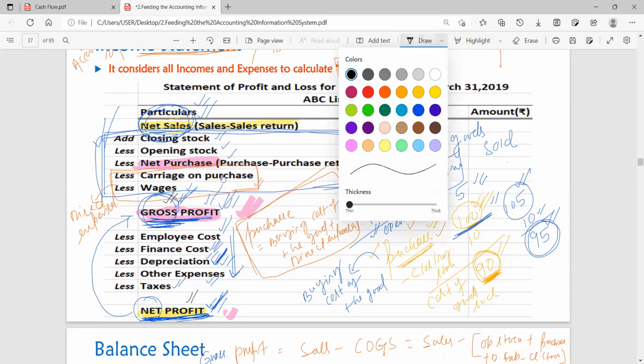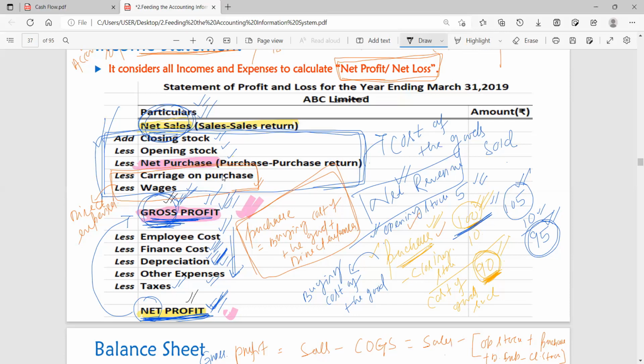But here I mentioned the word limited. Limited is basically used for a company. I just mentioned here ABC Enterprise, so this is a non-company business.